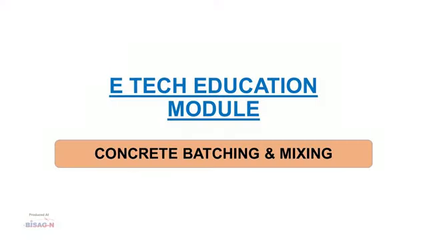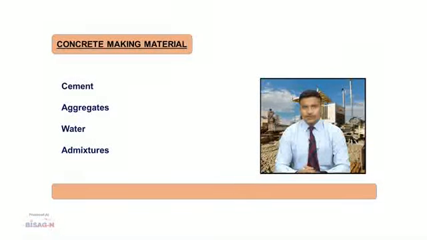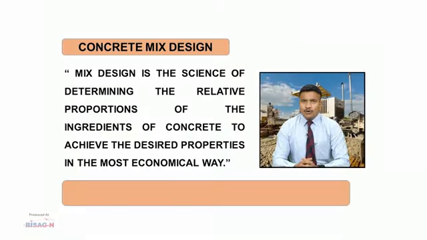The introduction about concrete: it is obtained by mixing cement, fine aggregates, coarse aggregates, water and admixture in required proportion. The mixture, when placed in a form and allowed to cure, becomes hard like stone. In concrete making materials, there are 4 materials: cement, aggregates, water and admixture. Mix design is the science of determining the relative proportion of the ingredients of concrete to achieve the desired properties in the most economic way.